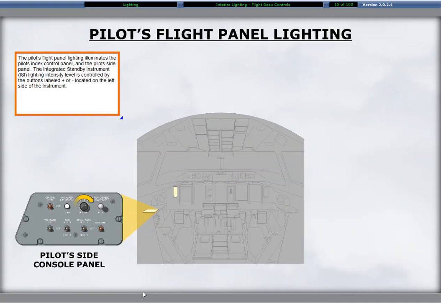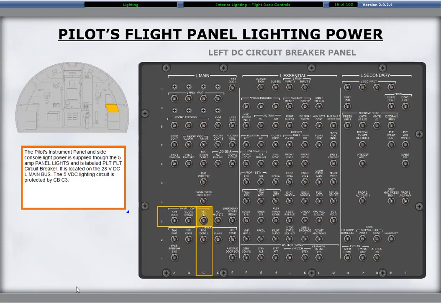Flight panel lighting. The pilot's flight panel lighting illuminates the pilot's index control panel and the pilot's side panel. The integrated standby instrument lighting intensity level is controlled by the buttons labeled plus or minus located on the left side of the instrument. The pilot's instrument panel and side console light power is supplied through the 5 amp panel lights circuit breaker, labeled pilot flight. It is located on the 28 volts DC left main bus. The 5 volts DC lighting circuit is protected by circuit breaker C3.